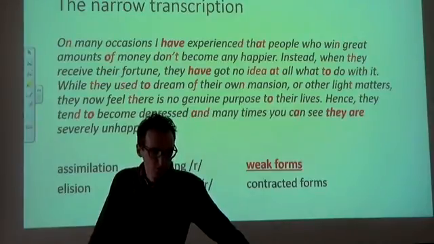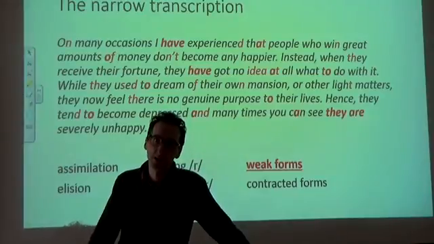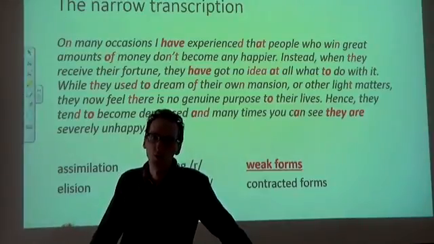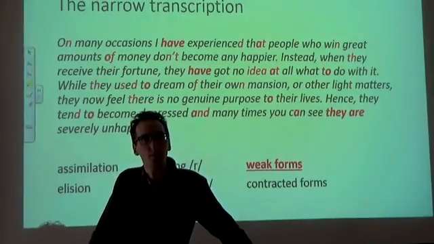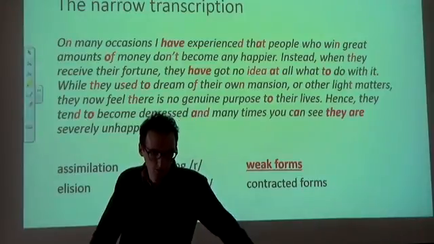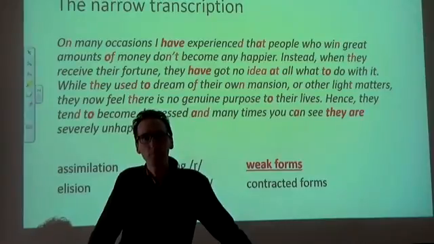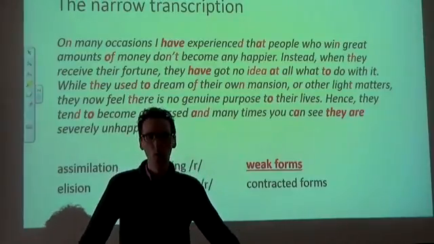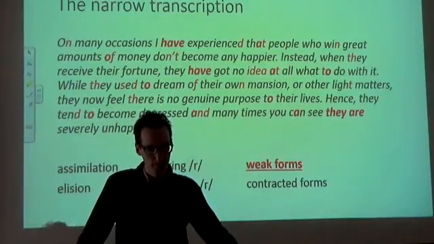Weak form. Dream of their own mansion. Of becomes a weak form, so I should have made the O red as well, because that changes into a schwa. Yeah, it's a weak form. And the V, the F, the V sound of is elided. Dream of their own mansion. Own, the N becomes an M. That's assimilation. Own mansion. We don't say own mansion, we say own mansion.